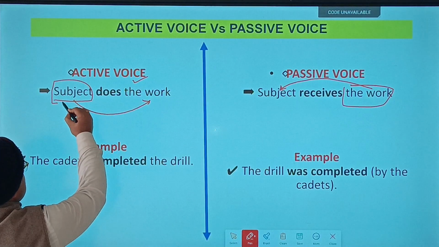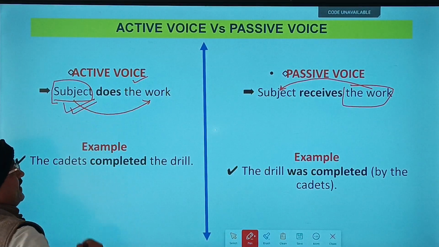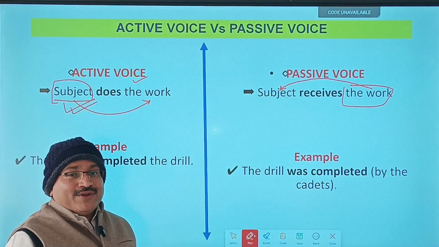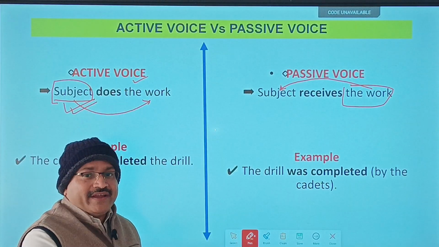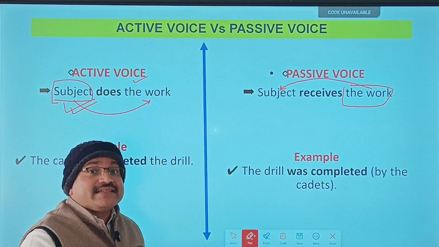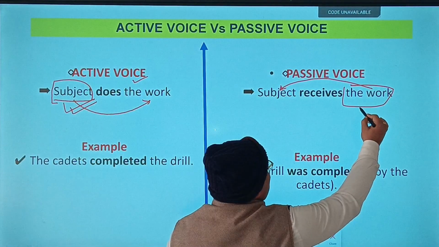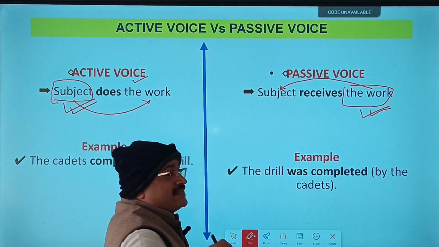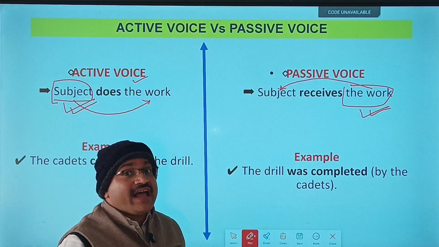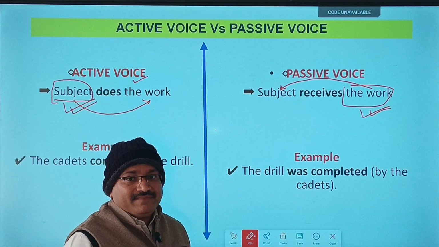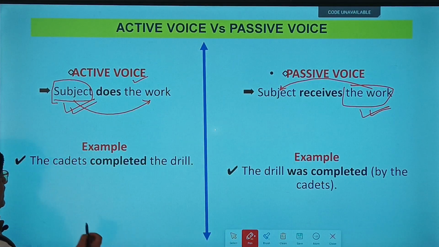In active voice, the emphasis, focus is on the subject, who is doing or who has done. In passive voice, the focus is on the work, what is happening or what has happened. Let us understand this with an example.